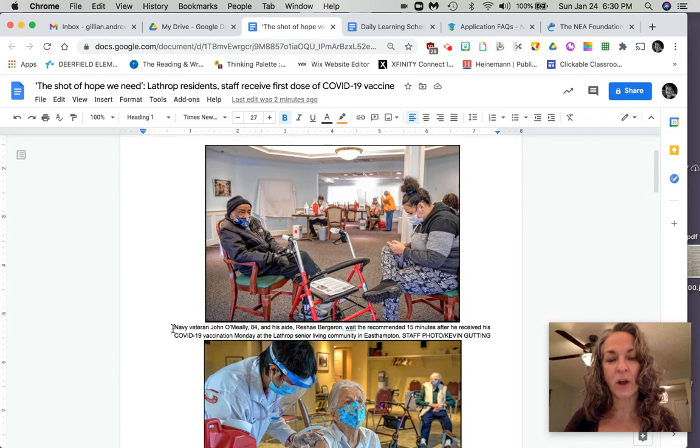Navy veteran John O'Meally, 84, and his aide, Rashai Bergeron, wait the recommended 15 minutes after he received his COVID-19 vaccination Monday at the Lathrop Senior Living Community in East Hampton.